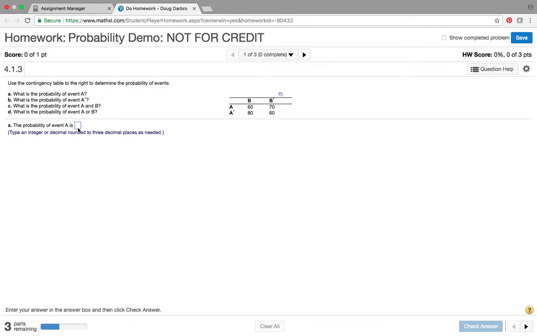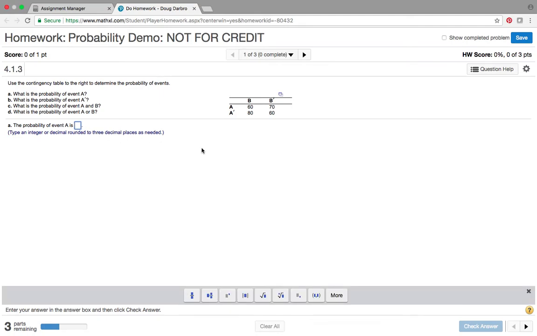So the probability of A would be the number of ways we can get A, which would be 130, divided by the total of 270. So we would be, let's see, what are we doing here? 3 places. So I'm saying that this would be 0.481. And again, I got that by just taking 130 divided by 270.